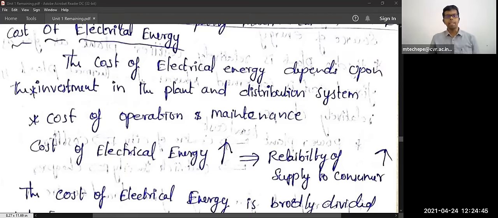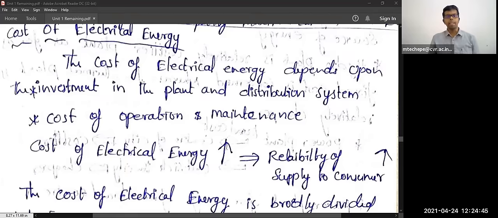So very good morning. Today we are going to see about cost of electrical energy. Mainly the cost of electrical energy depends on the investment of the generating plant, that is the generating unit, as well as the distribution system. Here the distribution system means your transmission system as well as the end user distribution system wherein we are receiving the power. Combined as a whole, it is called the whole distribution system.